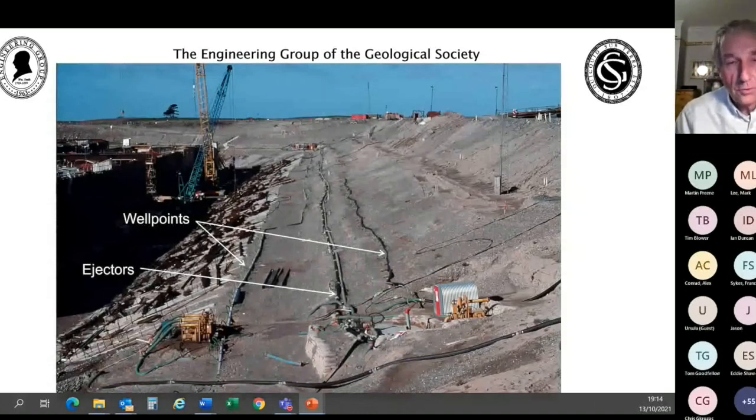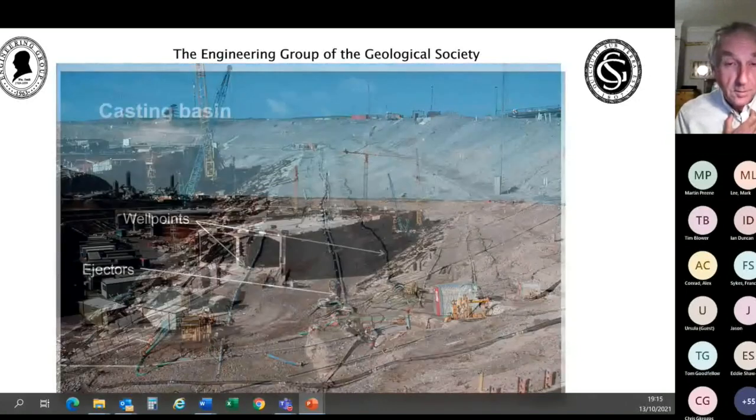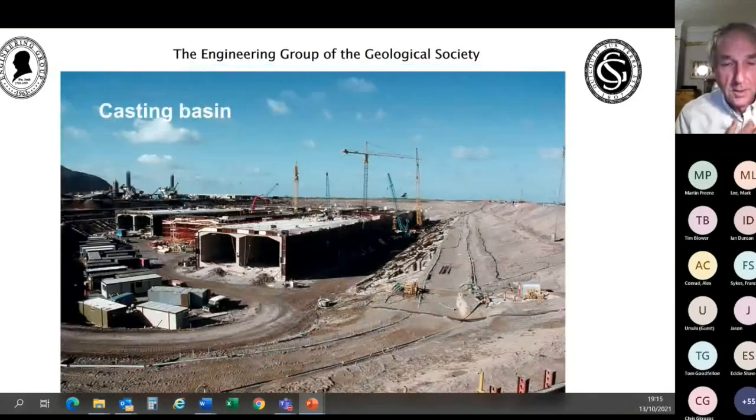So this is just a view of the bund protecting the casting basin, and you can see there fairly clearly the lines of well points and the ejector line. And if we move to the next slide, we're now just zooming in, and you can see there the tunnel units being cast. So there are 6 of those being cast in the casting basin, and again, over on the right and running around the excavation, you can see the ejector lines and the well point lines. Next slide, please.